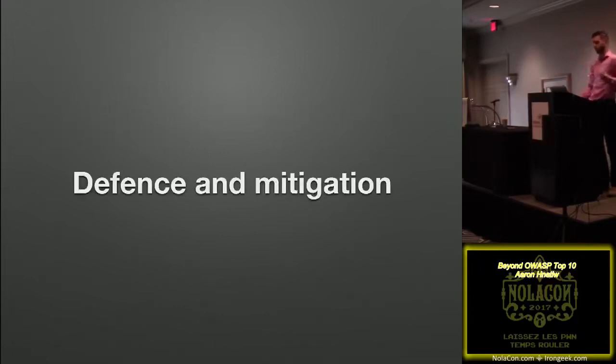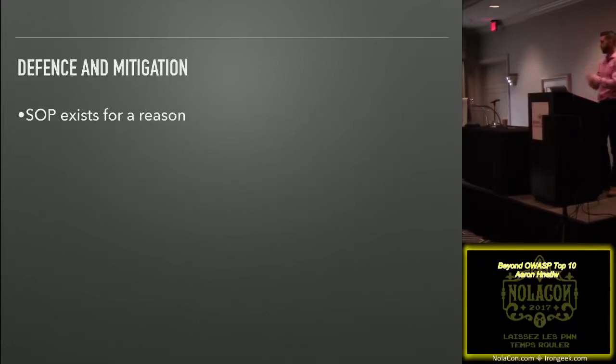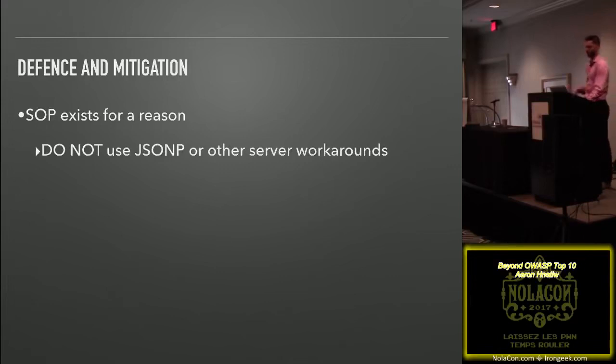So what do you do to defend against this? As I mentioned before, same origin policy exists for a reason. Developers will look for workarounds like JSON-P, which is JSON with padding, or they'll do something like doing it on the server side and then returning it back. Don't do this. As much as possible, avoid doing this and use CORS, cross-origin resource sharing.